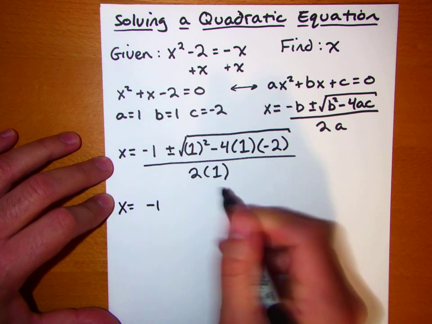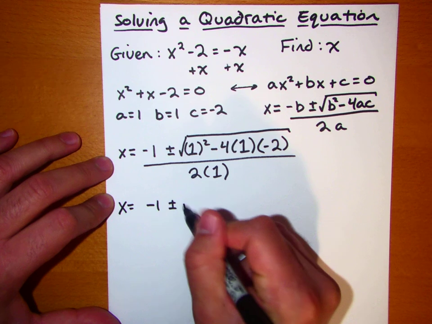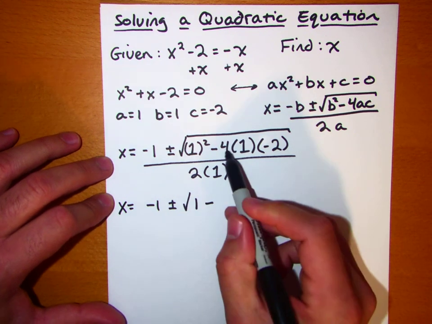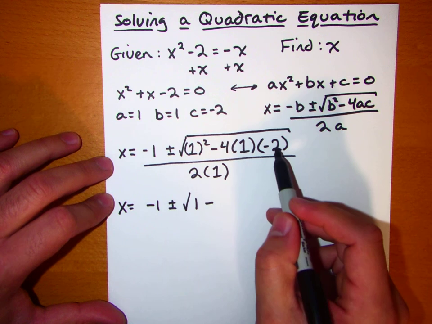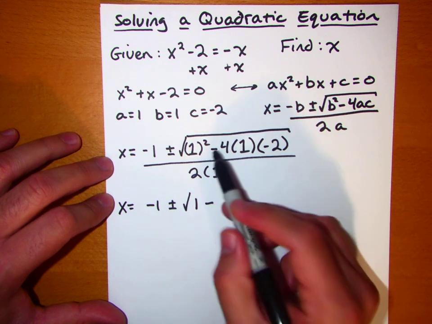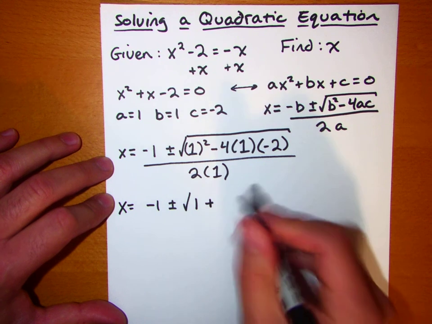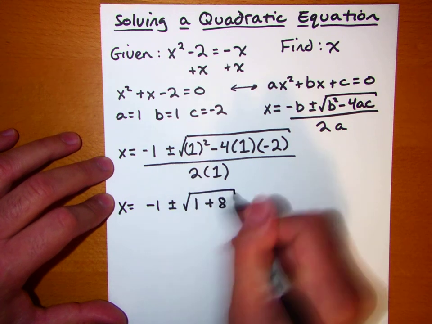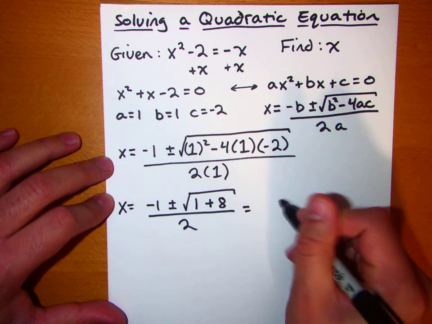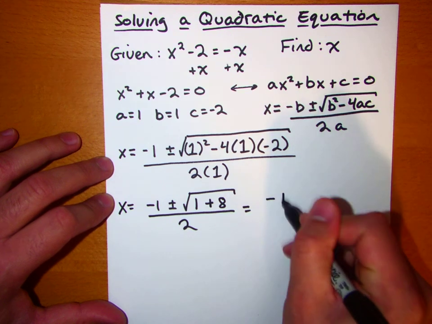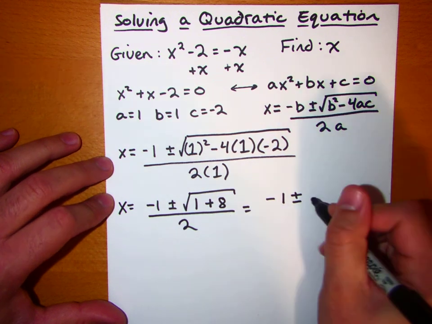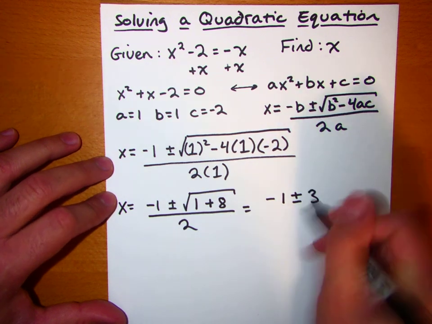x is equal to negative 1 plus or minus the square root of 1 minus 4 times 1 times negative 2, which is actually equal to negative 8. And so 1 minus negative 8 is just 1 plus 8, all over 2. And this simplifies even further. This becomes negative 1 plus or minus the square root of 1 plus 8, which is equal to 9. And so the square root of 9 is just 3.